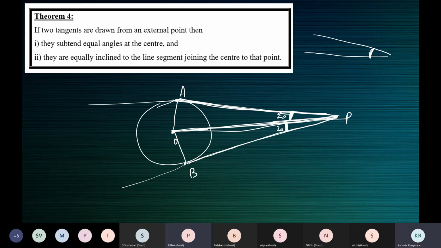The first one is they subtend equal angles at the center. These are the angles subtended by the tangents at the center. These two angles are equal. These results we easily get by CPCTC. We're just trying to understand them in words.